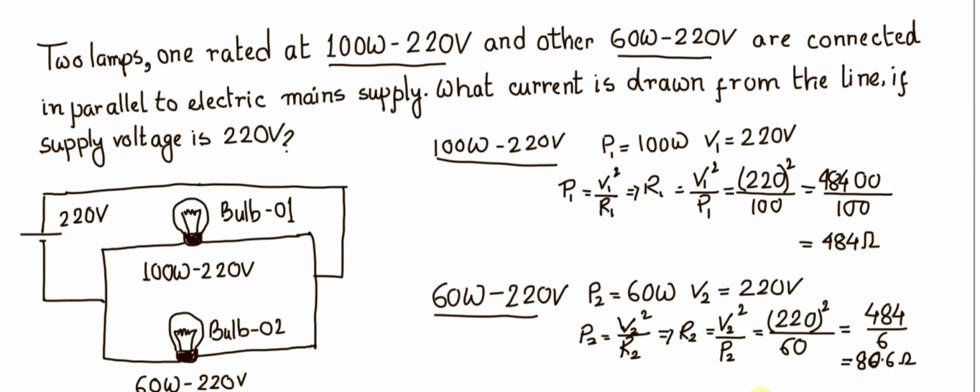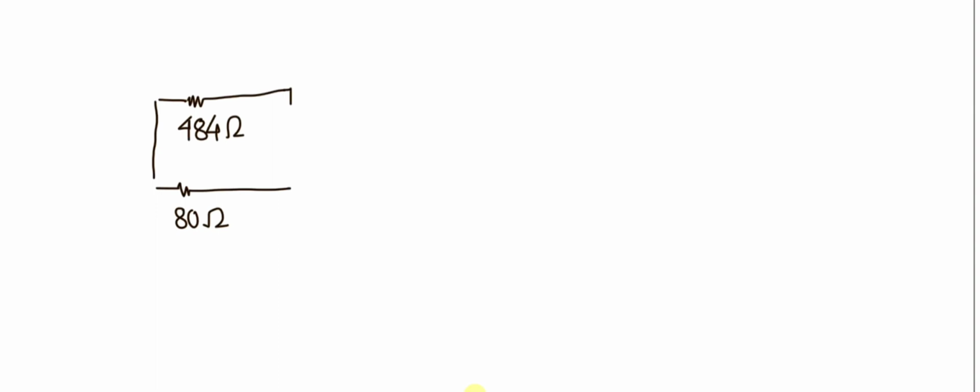So what is the current drawn from the line if the supply voltage is 220 volt? Let us redraw this circuit. Here is one resistance 484, which is the resistance of bulb 1, and here is another resistance, that is 80 something, which we can consider as 80. These two are connected in parallel, and this combination is connected to the 220 volt.